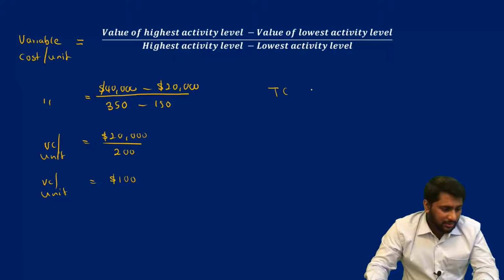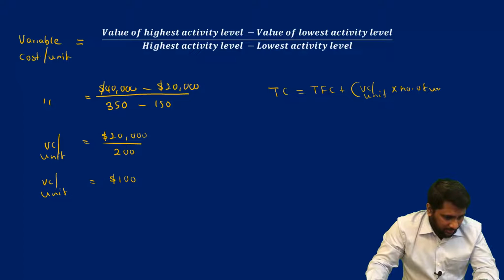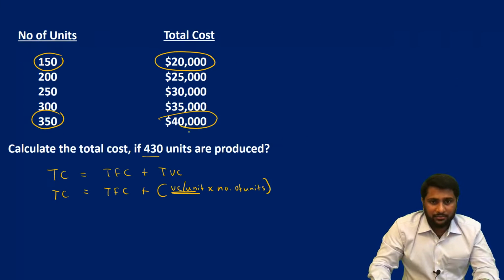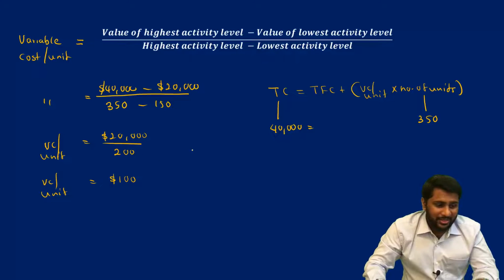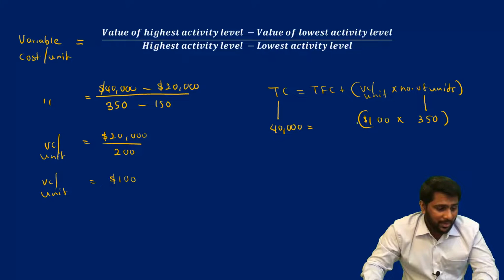We learned total cost equals your total fixed cost plus variable cost per unit into the number of units. If I take some value from this calculation, let me take the final value: when I am producing 350 units, my total cost is 40,000. Now I calculated my variable cost per unit using the high-low formula. How much is that? $100. So $100 is the variable cost per unit. Likewise, for 350 units, what will be the total variable cost? You can get it.